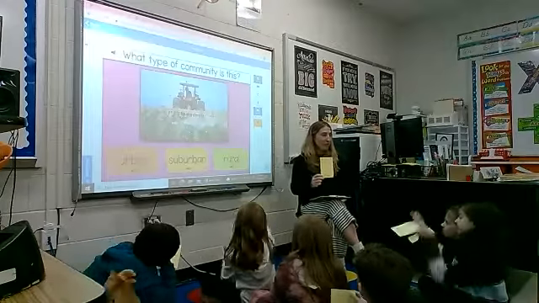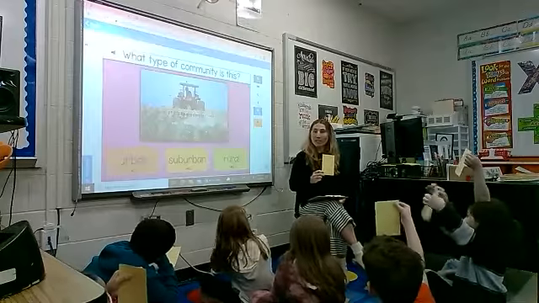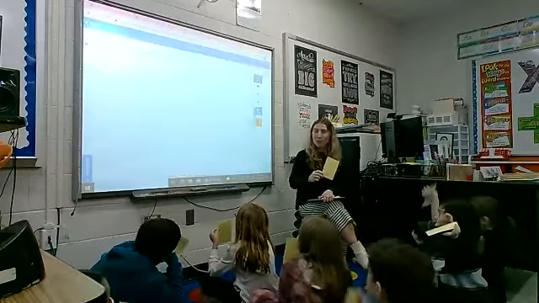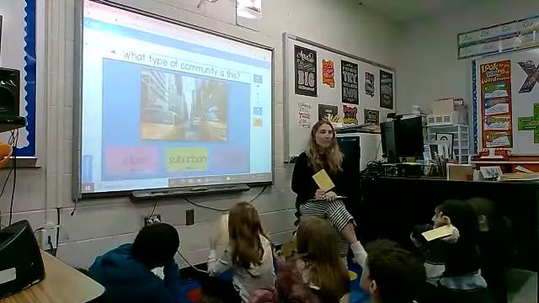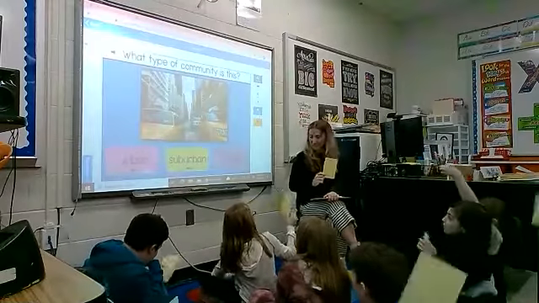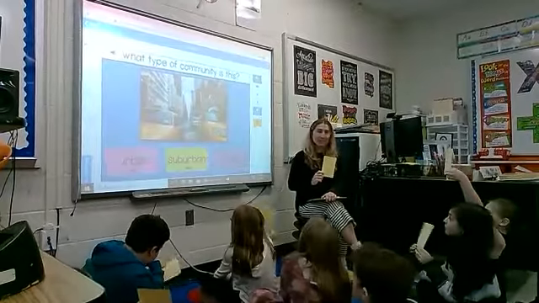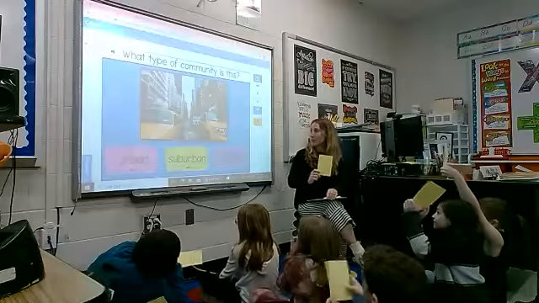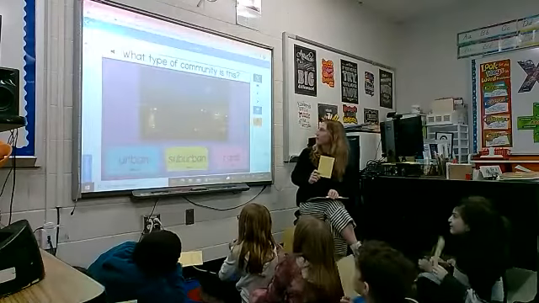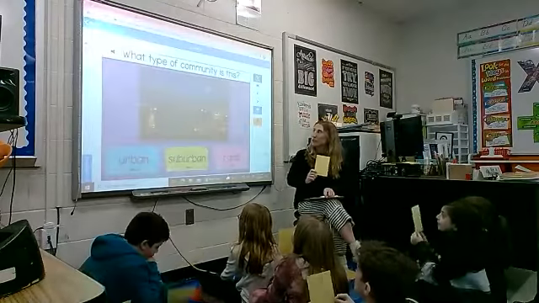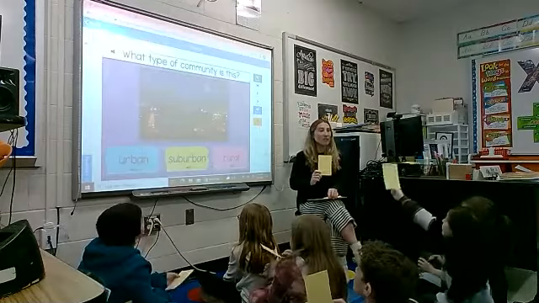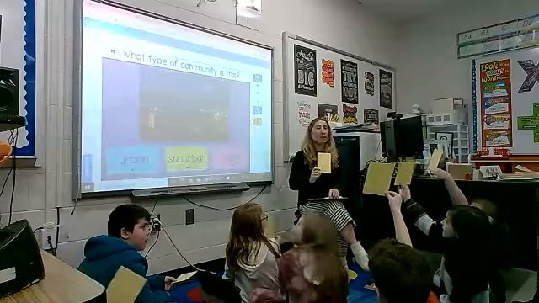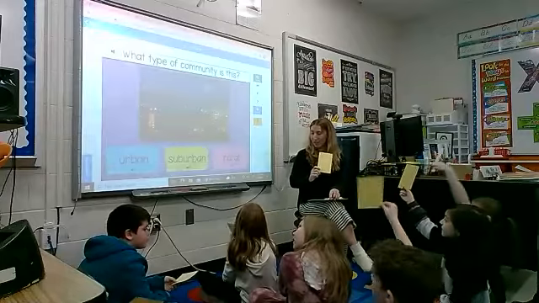What type of community is this? Let me see the fingers. Okay, I see rural. You guys are good. What type of community is this? Okay, I see urban. What about this one? Kind of hard to see, but I see a lot of lights. We just read about that in our book. A lot of lights. Okay, I see urban.